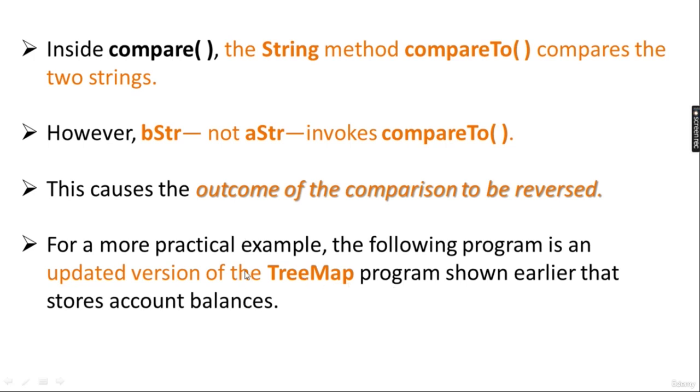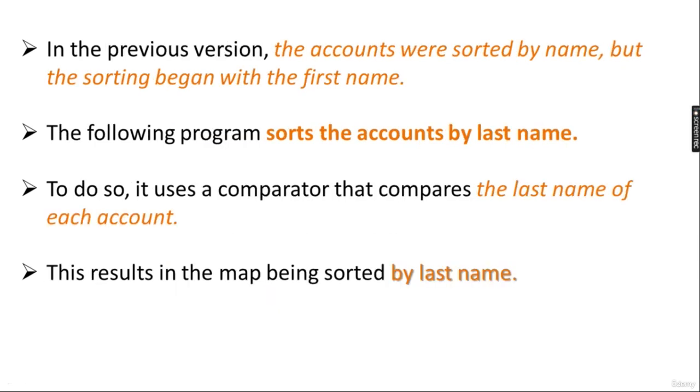The following program is the updated version of the TreeMap program shown earlier, that will store the account balances of the person. The accounts were sorted by name, but the sorting began with the first name. Now we will sort them by the last name. It uses a comparator that compares the last name of each account, and it results in the map being sorted by last name.